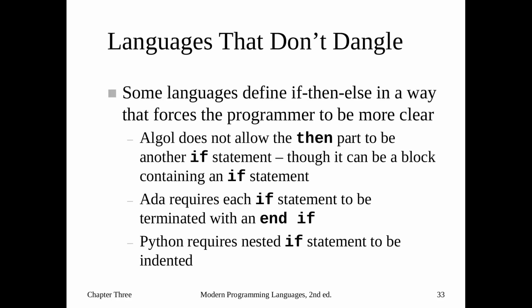So that gets us into languages that don't dangle, right? Some languages define the if-then-else in a way that forces the program to be more clear. Algol allowed the then part to be another if, though it could not be a block containing an if statement. Ada required if statements to be terminated with an end if, right? So they used a block. And then Python requires nested ifs to be indented, which I already talked about. Everything that is inside the if is indented to a certain level. So if an else is inside there and it's indented, then it's not part of the outer if.